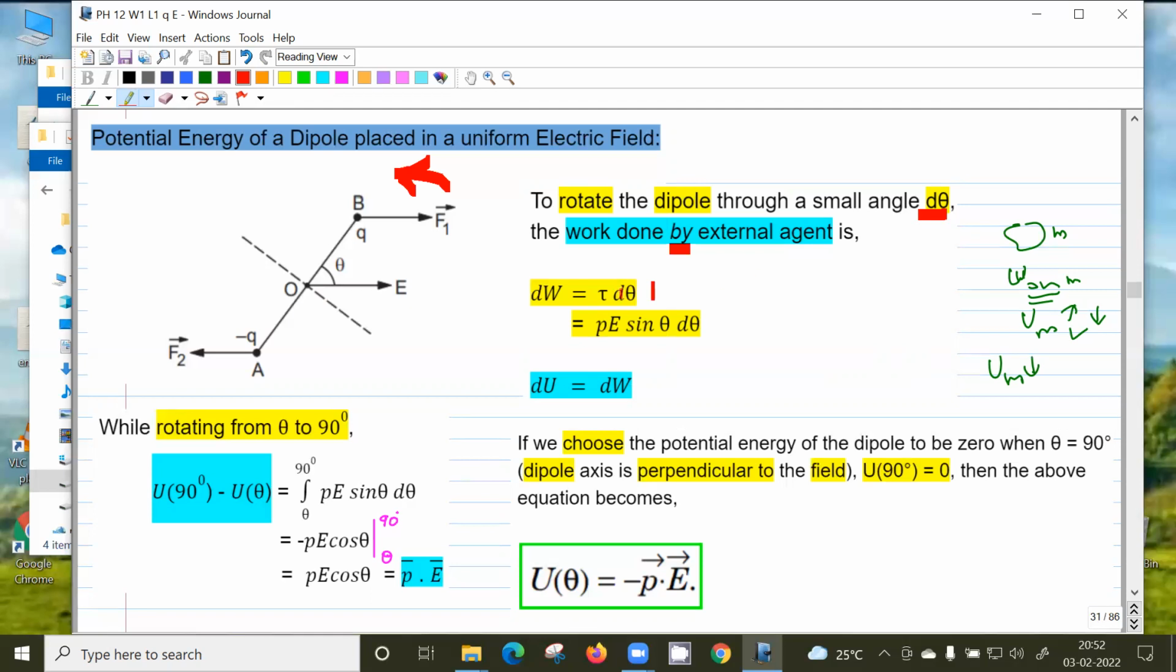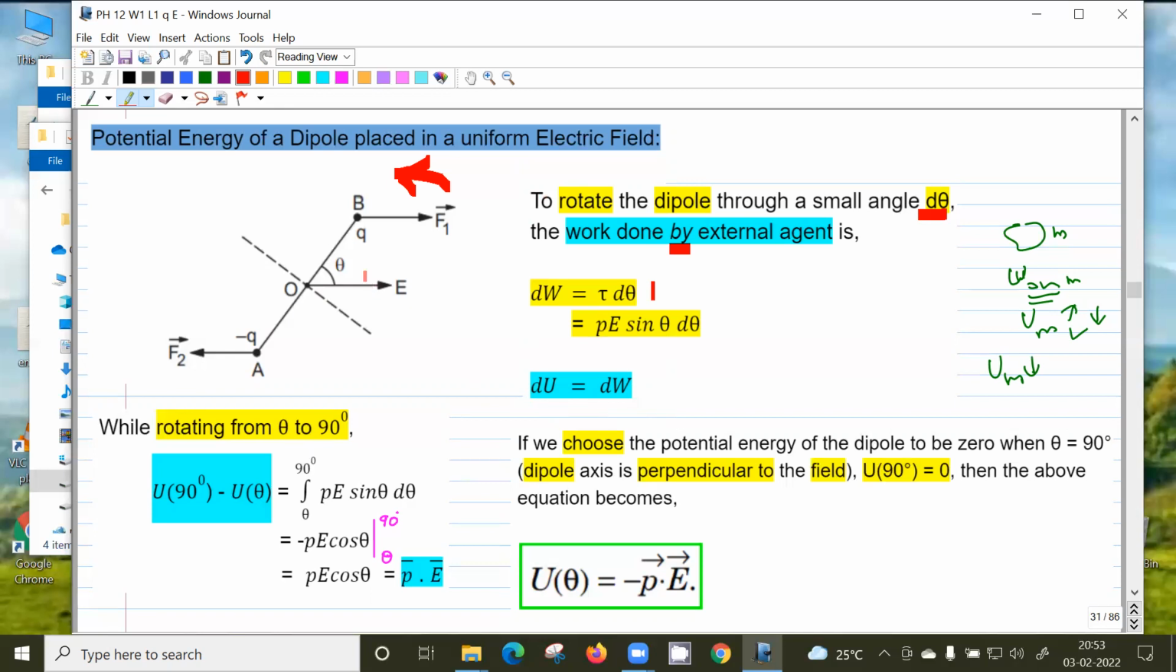So the rotational work done is torque into d theta, and torque is P E sin theta, so P E sin theta into d theta. This is the work done that is going to increase the potential energy. By energy conservation, the increase in energy is the work done on the system. There are no other forms of energy. So the increase in potential energy is the work done on rotating this dipole.